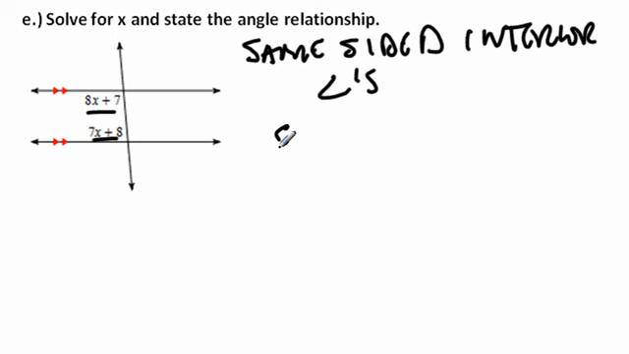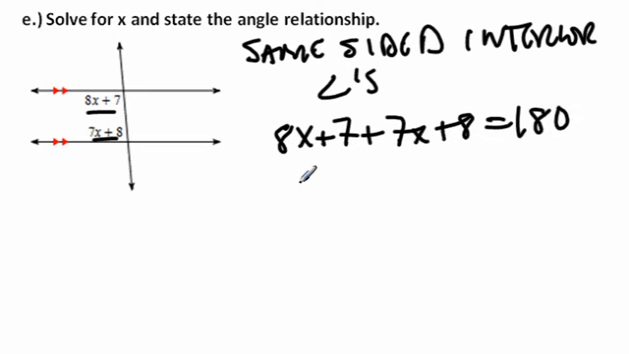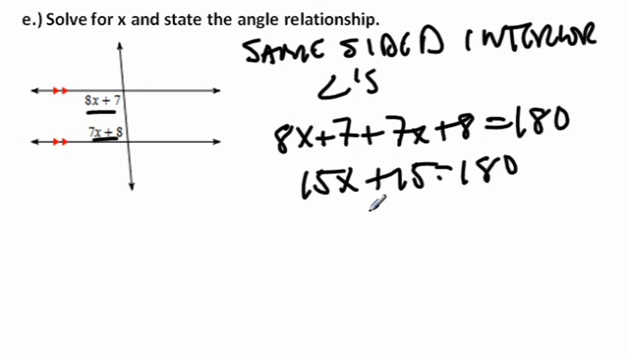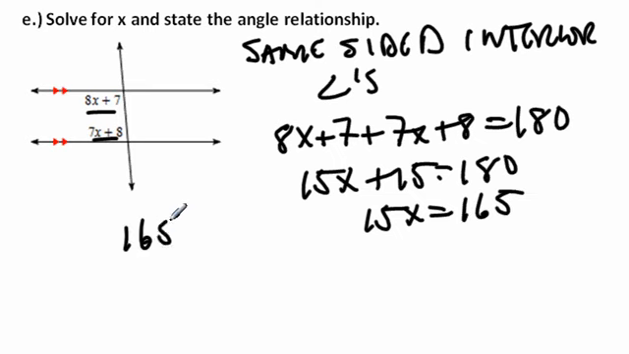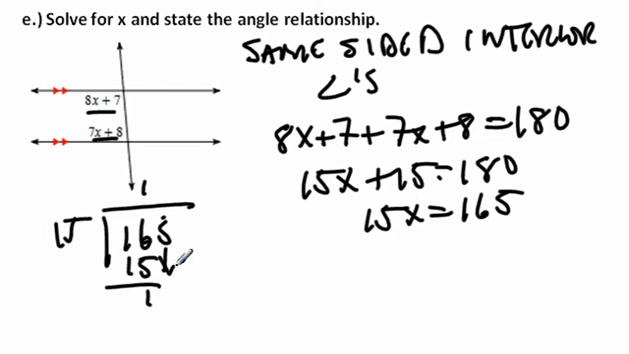And we know that 8x plus 7 plus 7x plus 8 equals 180. 8x plus 7x is 15x. 7 plus 8 is plus 15 equals 180. 15x equals 165. And then I want to divide by 15. 165 divided by 15. So 15 goes into 16 once. So that's 1. Bring down the 5. So 15 goes into 15 once. So x equals 11.